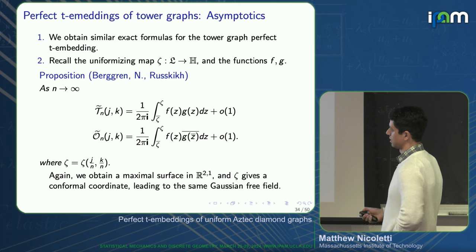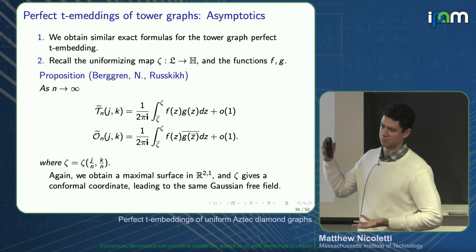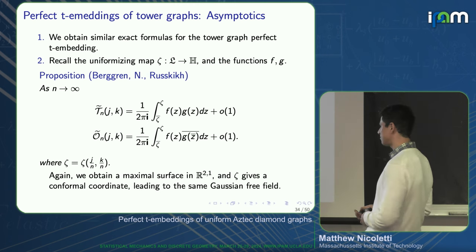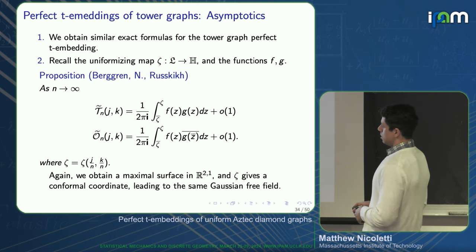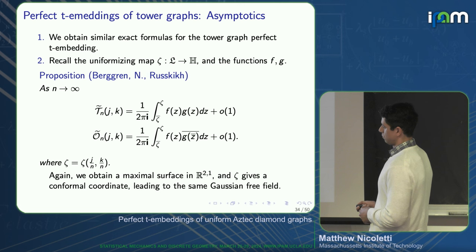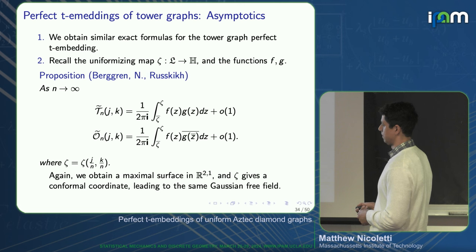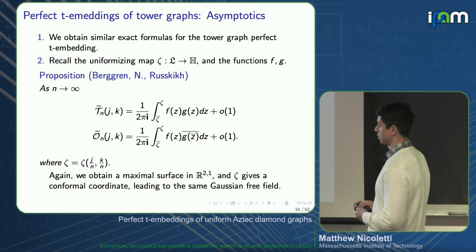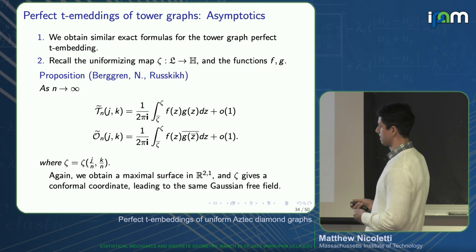It turns out that in this case, these are the exact same f and g as we had for the Aztec diamond case, which is not a surprise because the boundary conditions for our surface are the same, so we get the same surface. As a corollary of what we said before, we get a maximal surface, and the complex structure we get from that is compatible with the known complex structure describing the Gaussian free field.